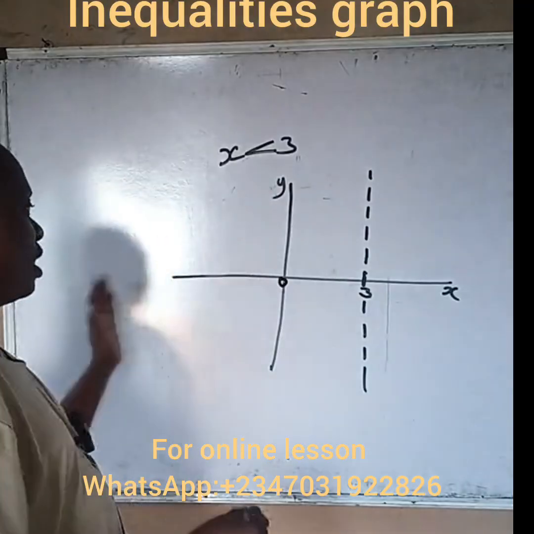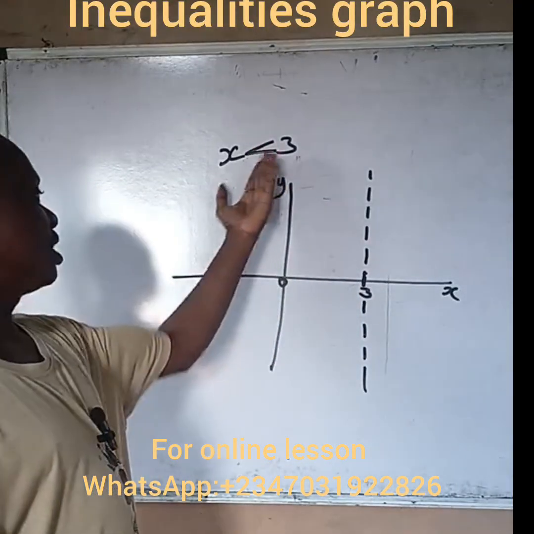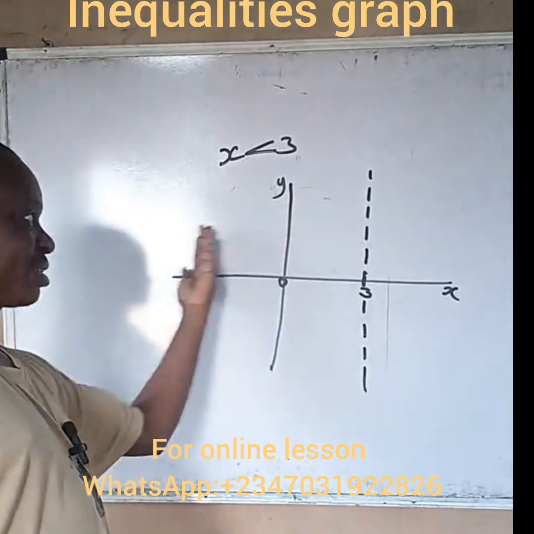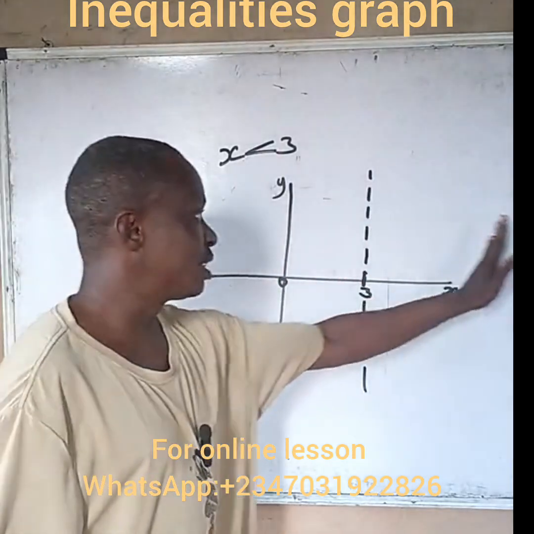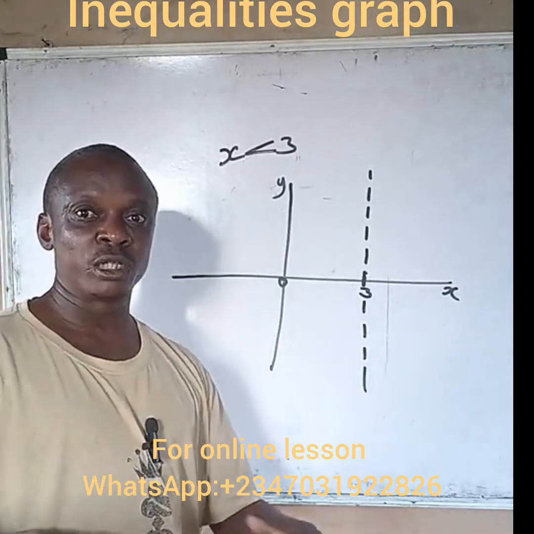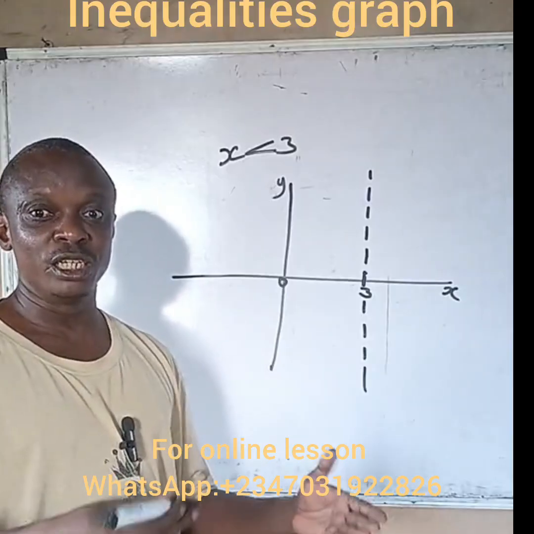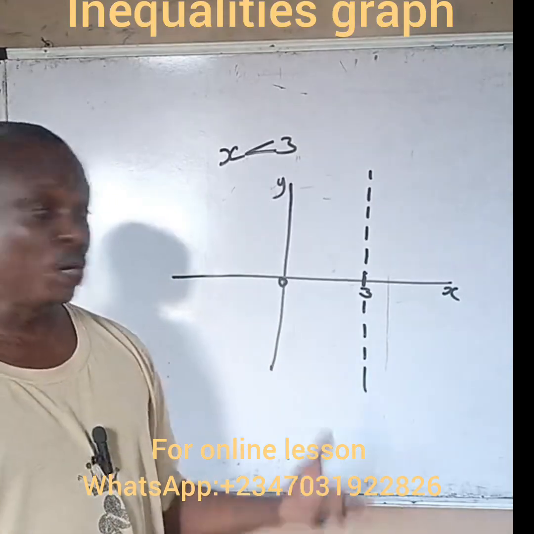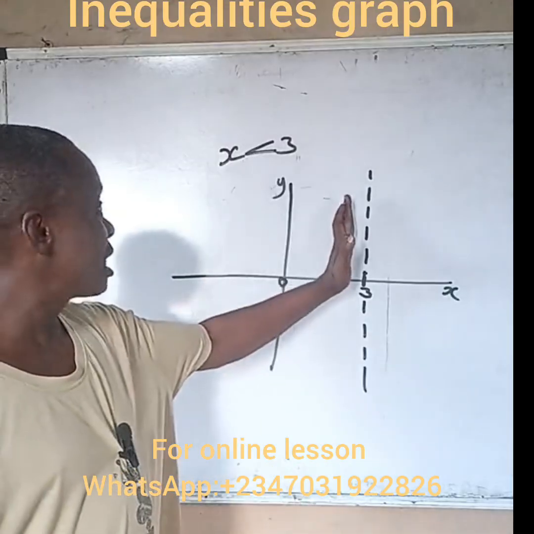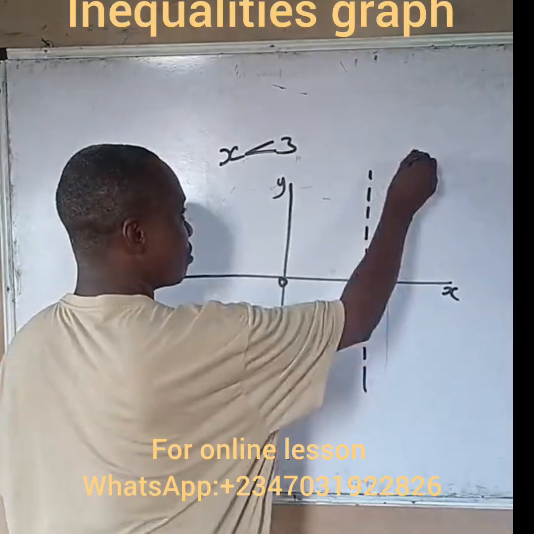This side is negative x. So this way there are numbers that are less than 3. So when they say x is less than 3, this is the portion that you need. This side that is greater than 3, you don't need it. Sometimes they will say shade the unwanted region, or shade the region that is needed. But in this case, I want to shade the region that is not needed. You need this side that is less than 3, so you have to shade this other portion.